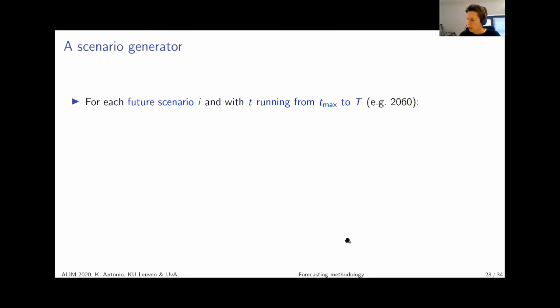How can we use this model to generate scenarios for future mortality? Well, we want to run future scenarios, here denoted with i. We want to run those for periods t, running from the most recently observed time period until a certain horizon that we want to specify, for instance 2050, 2060.